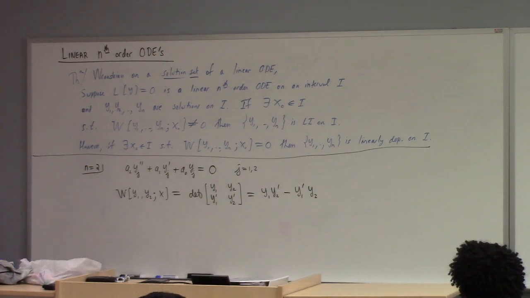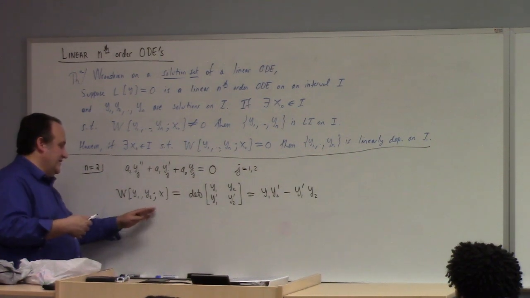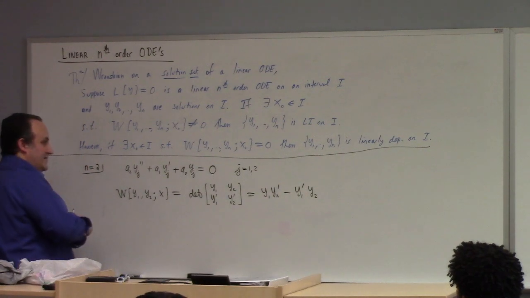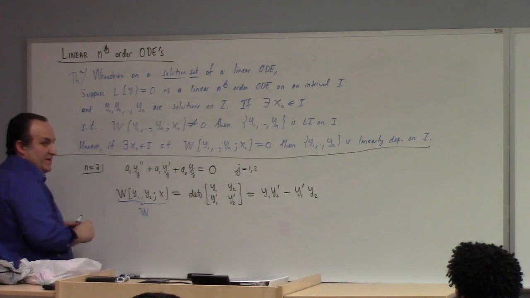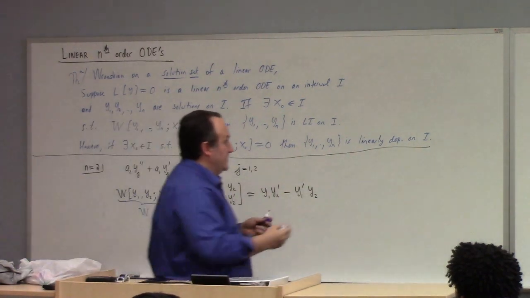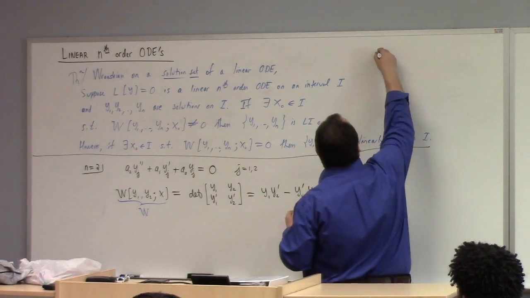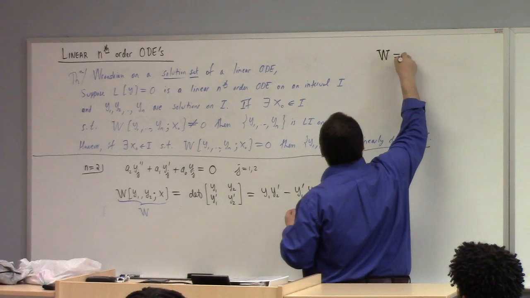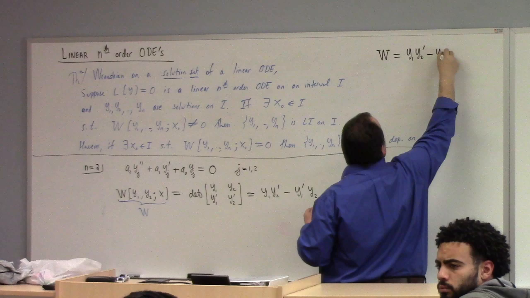Now, I'm about to derive a formula for the Wronskian, so it's helpful for us to take a much less cumbersome notation than writing out the Wronskian. For the sake of not writing this mess a bunch of times, let's just call this W for Wronskian. So the formula we're up against here is W equal to y1 y2 prime minus y2 y1 prime.